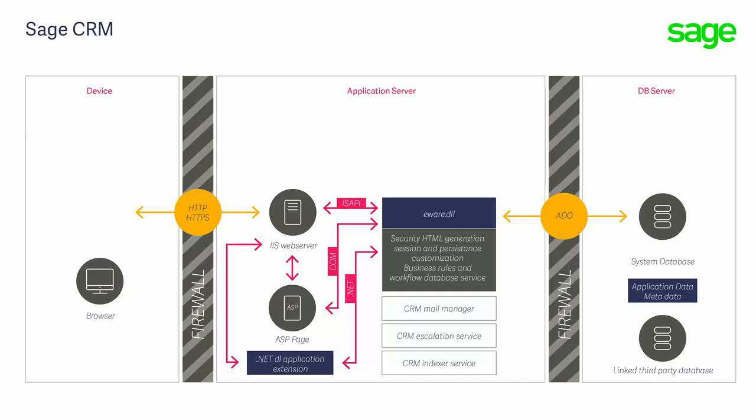So the EWare-DLL is responsible for all of the generation of the HTML, the maintenance of the session, and the persistence as well of the session, and understanding where we are. And it passes through the request to the database and then pulls back not only the core application data but also the metadata that is needed to display and render the screen.